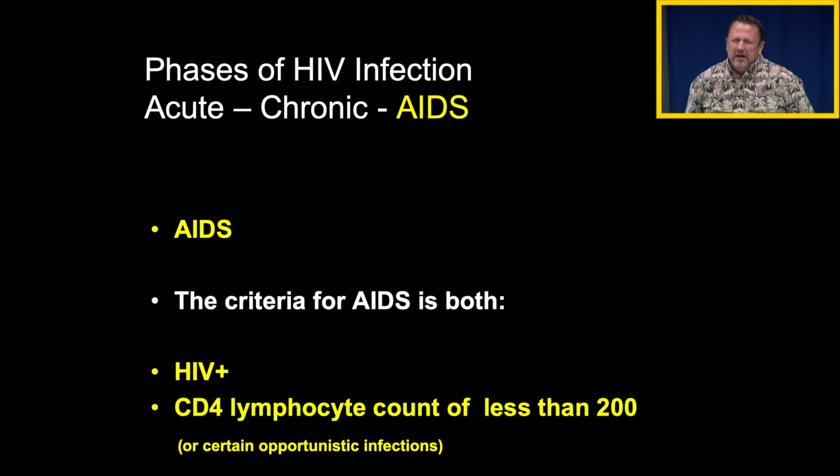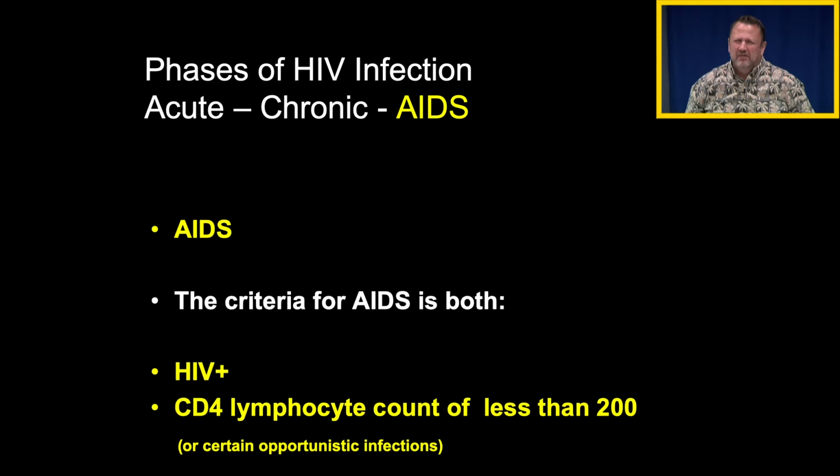This is the criteria I want you to remember for AIDS. They have to be HIV positive. We have to know that they have the HIV virus in them. And then they need to have a CD4 lymphocyte count of less than 200. If they have a CD4 lymphocyte count of less than 200, then that meets the definition of AIDS.